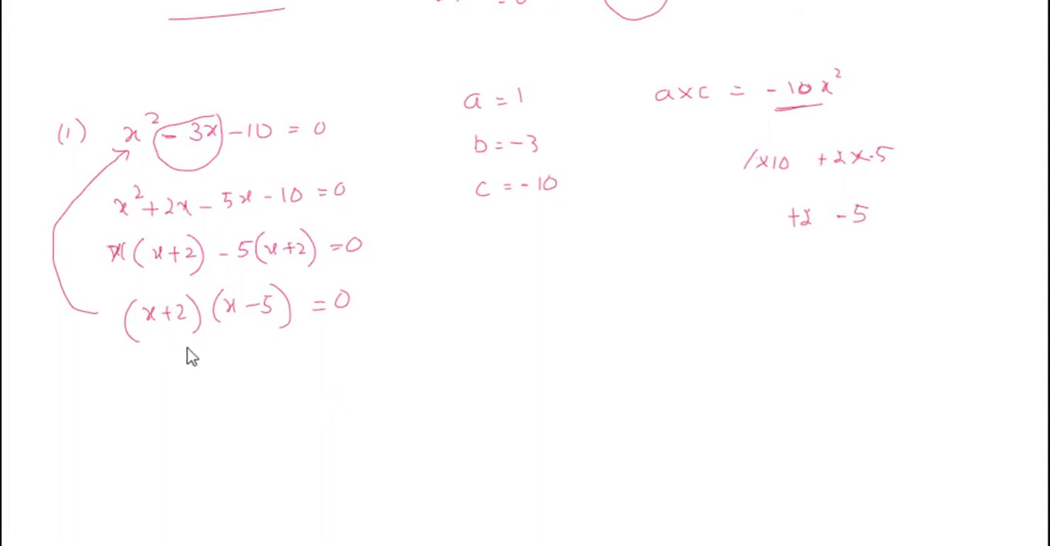Now equate these two factors to 0. x plus 2 equal to 0, therefore x equal to minus 2. x minus 5 equal to 0, therefore x equal to 5. These are the two roots of this quadratic equation x square minus 3x minus 10 equal to 0. The method is factorization. We are factorizing by splitting the middle term of the quadratic equation.